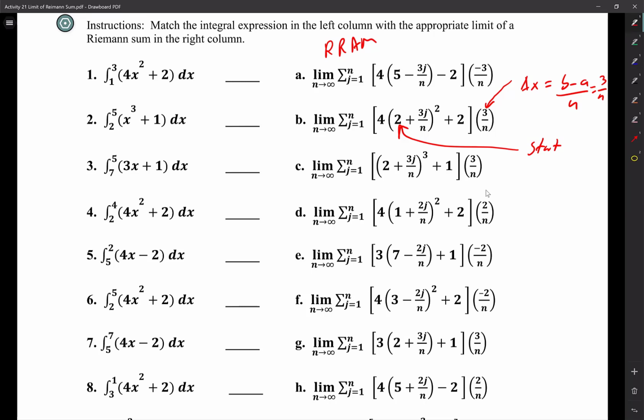I'm gonna find out. I'm gonna ask a professor. Why have they all been RRAMs? All the ones in the AP exams that I've seen, all of them have been RRAMs. The LRAMs and MRAMs are harder.